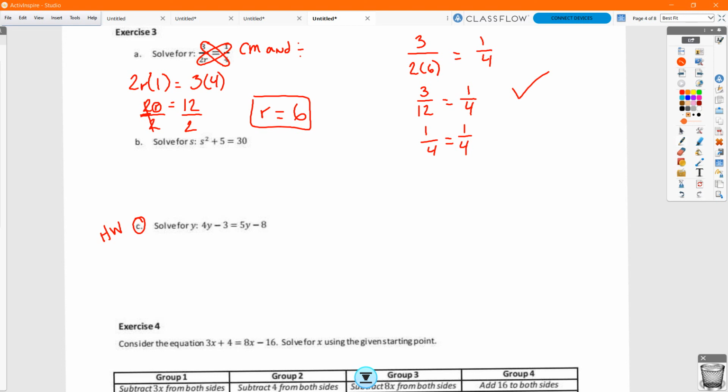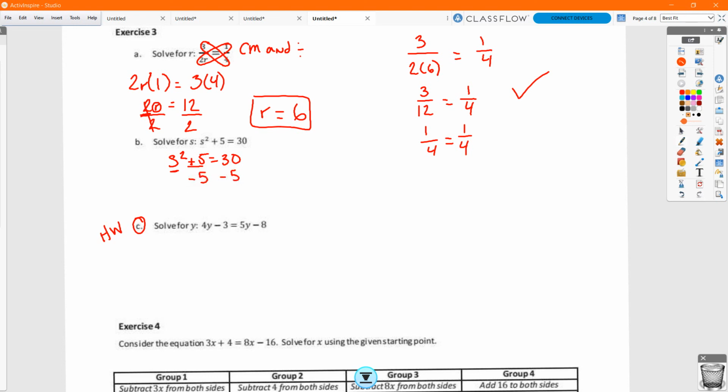All right, so solve for S. S squared plus 5 equals 30. The goal is to get this S by itself. So it means I have to do everything I can to get S alone. Well, I can't do anything yet because I still have this plus 5 here. All right, so the opposite of adding 5 is going to be subtracting 5. So I want to subtract 5 from both sides.